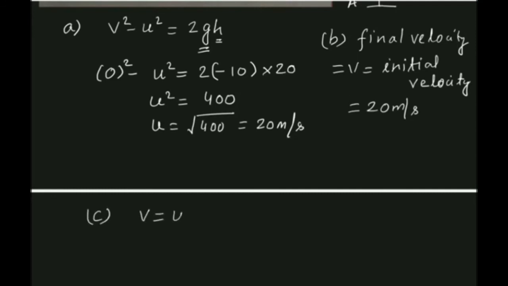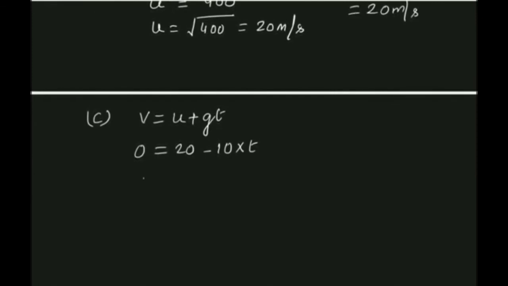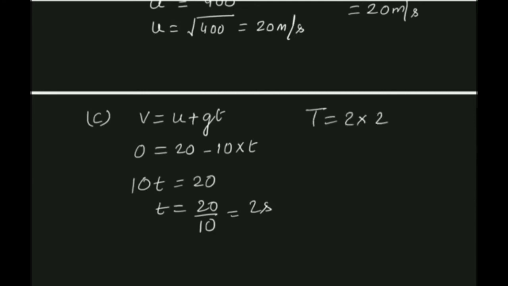v equals u plus gt. What is v? 0. u is 20 minus 10 into t. So it will be 10t equals 20, or you can say 20 upon 10, or you can say 2 seconds. 2 seconds is the half journey time. So now required time will be double of this, so 2 into 2 equals 4 seconds. So now this is the complete solution of question number 14.